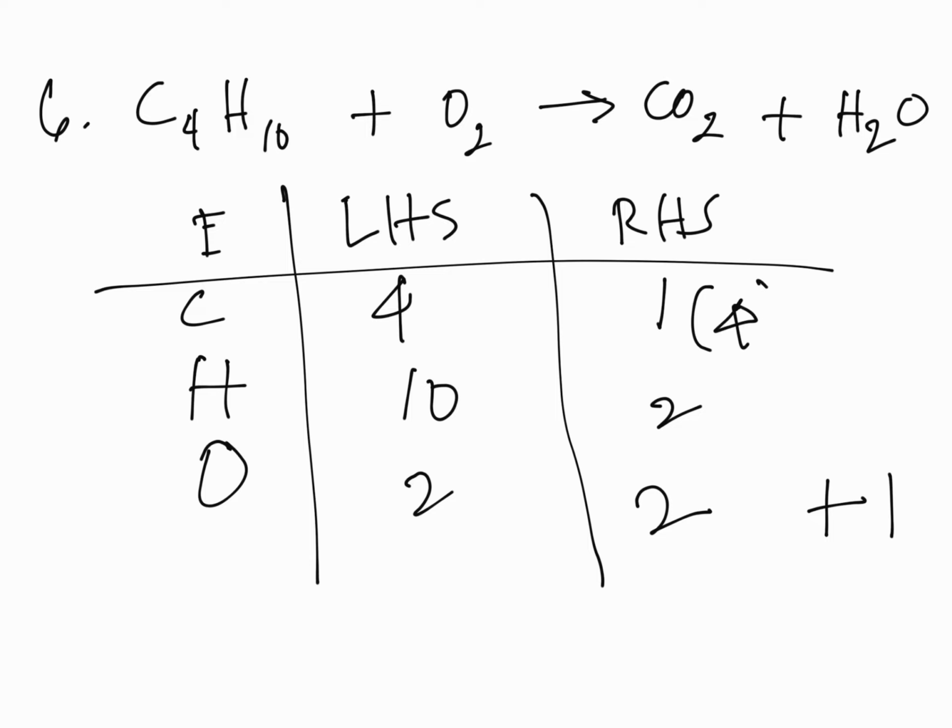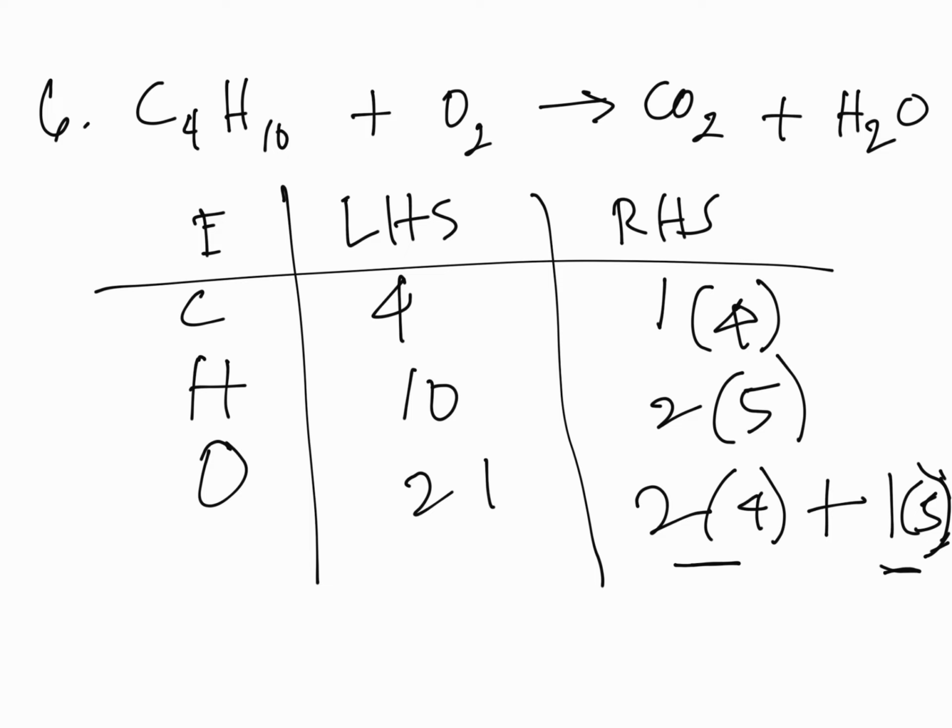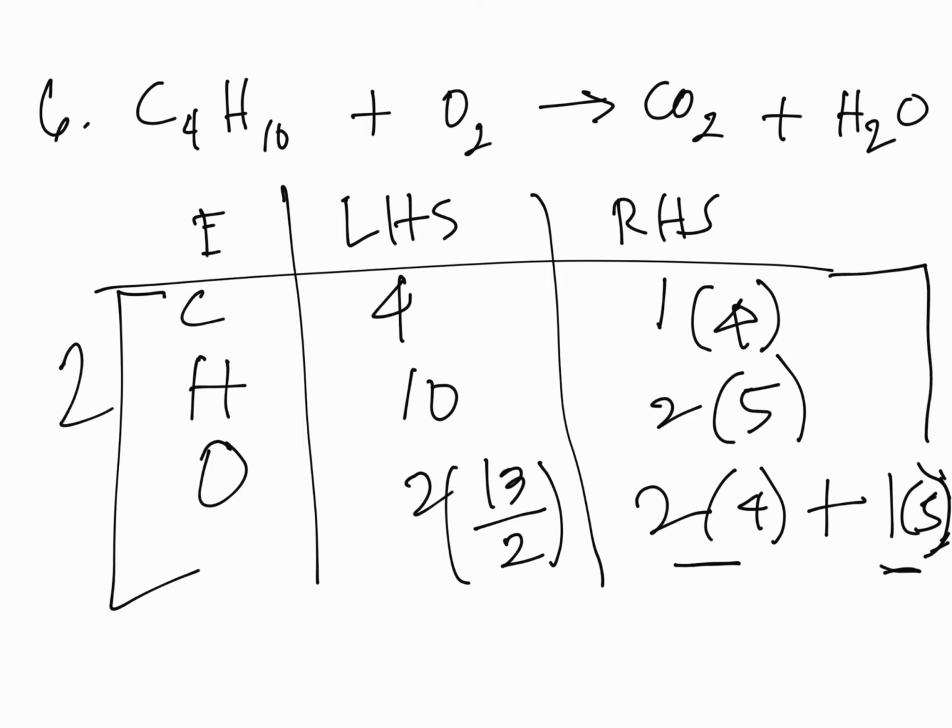So carbon here, we're going to multiply it by 4. So oxygen is affected, so we multiply it also by 4. And hydrogen, that's 10 divided by 2, that's 5. Okay, so we multiply it by 5 here. So hydrogen is already balanced, but for the oxygen, this is 8, this is 5, so that's 13. So we're going to multiply it by 13 over 2. However, we don't accept fractions, so we're going to multiply it by 2 overall. Okay? To make it balanced.